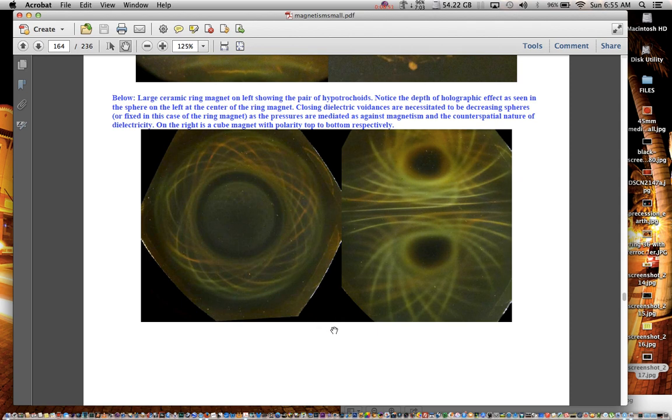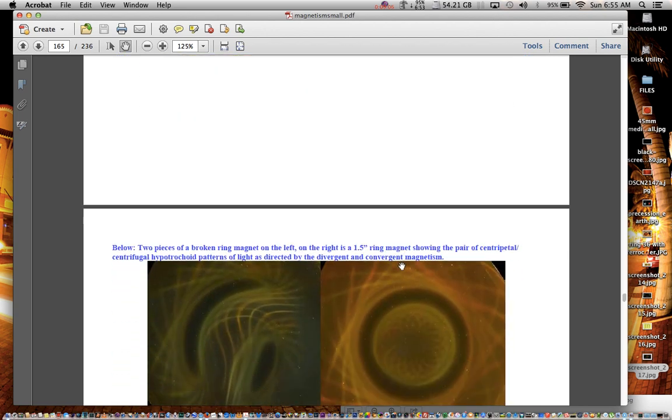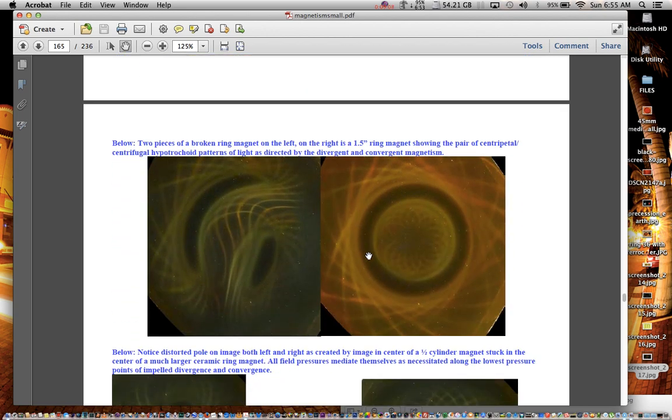These are actual images of magnets underneath the Pharaoh cell. Here you can see the hypertrochoidal or the spirograph-like formations. Here is either pole of a magnet. If you're actually able to hold the Pharaoh cell in your hand, you would actually see an incredibly dense and deep hologram. This is a broken ring magnet. Here's the broken piece, and here's the other broken piece. Here you can see how the field divergent and convergent lines intersect and interfere with each other.